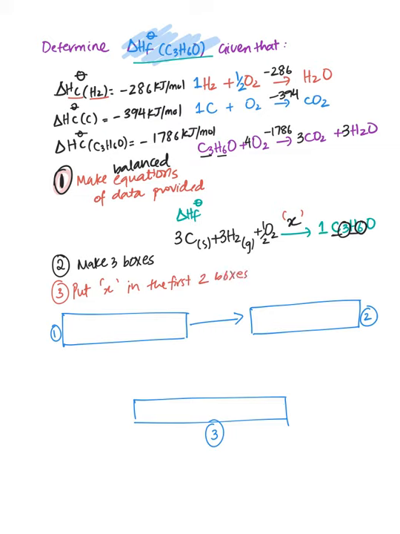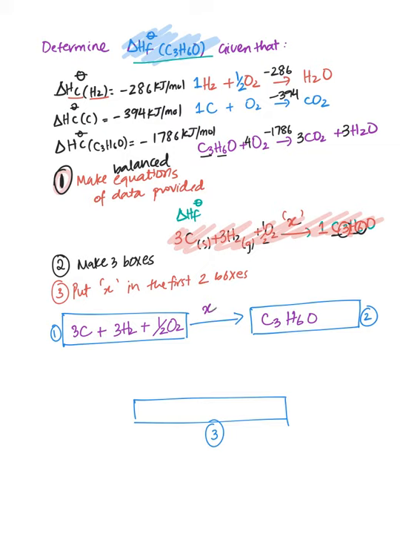So we know that our x lies in this equation right here, which is formation of C3H6O. So I can put it in the first 2 boxes. So it's going to be 3C plus 3H2 plus half O2 becoming C3H6O, and the value for this is x.